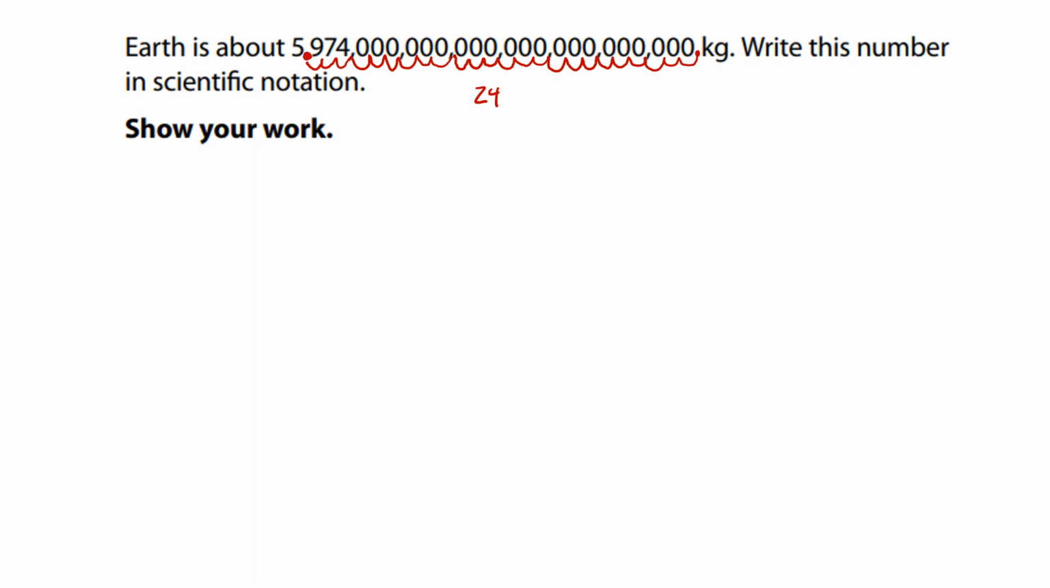So when we write our answer, we keep the 5.974. We keep that decimal point as part of our answer. We always write times 10, and the 24 becomes our exponent.